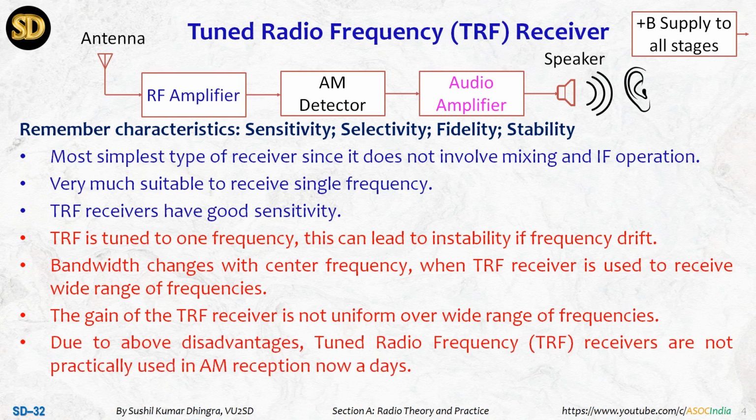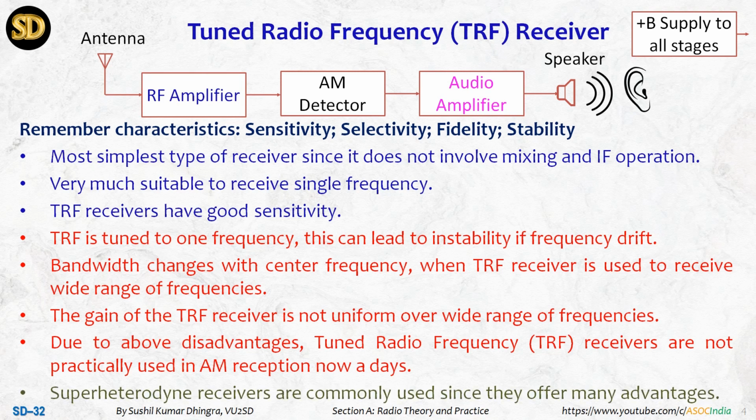Due to the above disadvantages, TRF receivers are not practically used in AM reception nowadays, and superheterodyne receivers are commonly used since they offer many advantages, and this is what you have to understand in today's session.